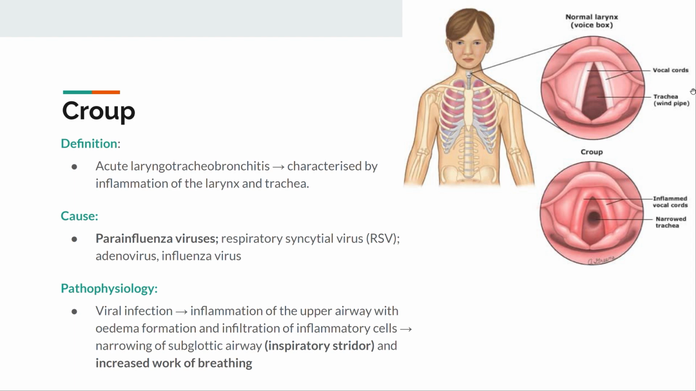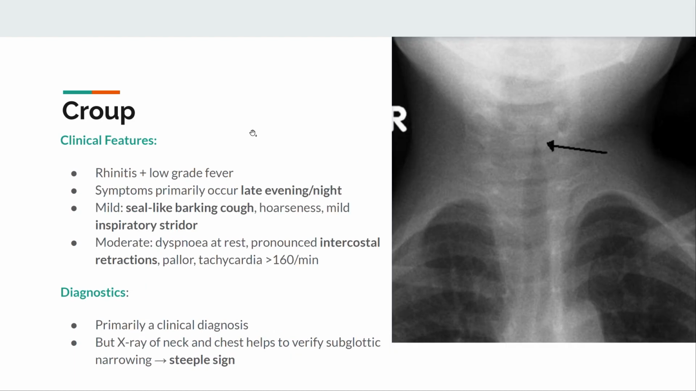It sort of peaks around 6 months to 3 years old, and the thing you should know is that because it begins as a viral infection, you'll have coryzal symptoms, so runny nose, some fever, feeling a bit unwell, and then they end up with this barking cough, hoarseness of voice, and an inspiratory stridor.